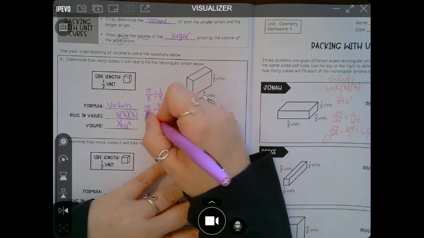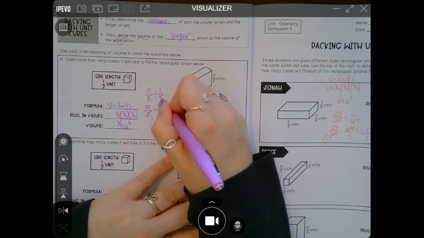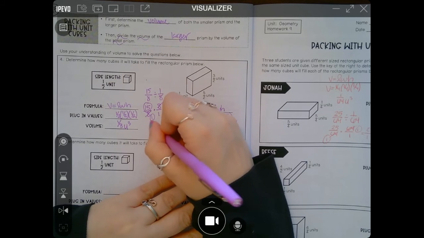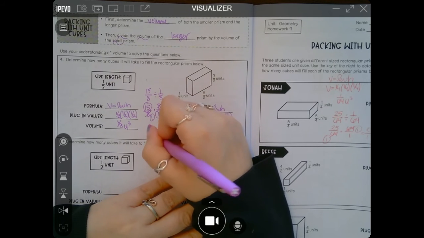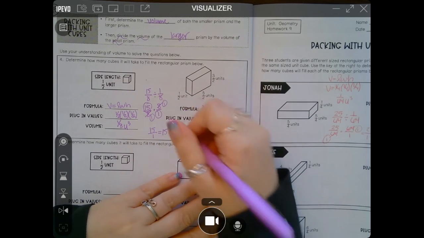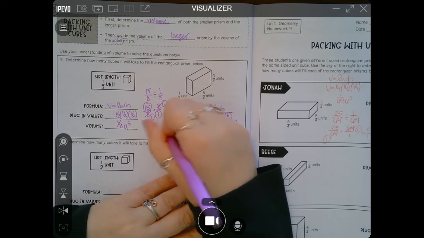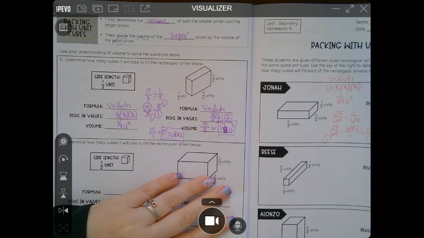And now, look how nice. These 8's can cross cancel and become 1. And then on top, you have 15 times 1, which is 15. And on bottom, 1 times 1, which is just 1. So we get an answer of 15. So that means that 15 cubes can fit inside of that larger rectangular prism.